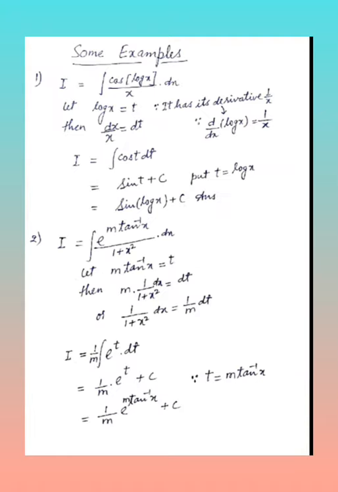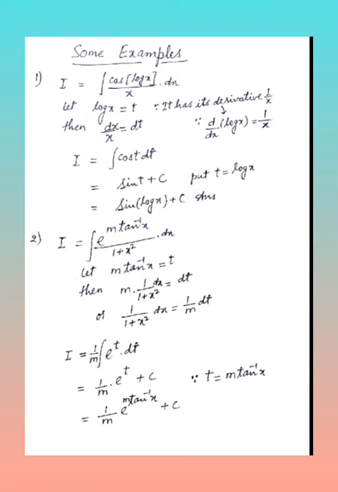examples. Example first, integration of cos of log x upon x dx. Here we assume log x is equal to t. Its derivative is 1 upon x. So we can replace all these values. Then we get I is equal to integration of cos t dt. Its integration is sin t. So we get I is equal to sin t plus c. Now we replace the value of t, which is log x. So the final answer is sin of log x plus c.